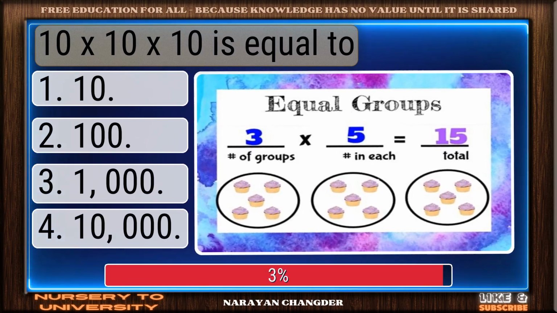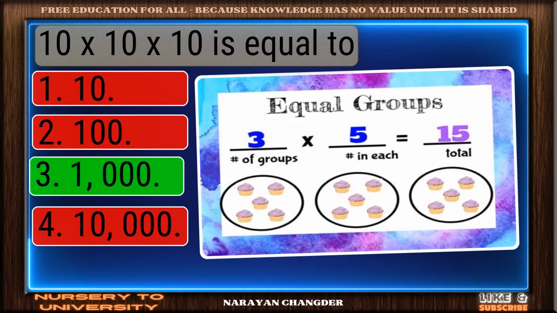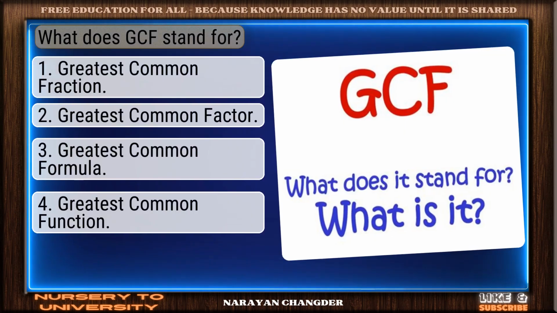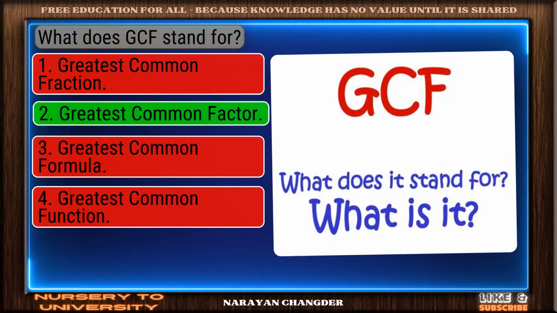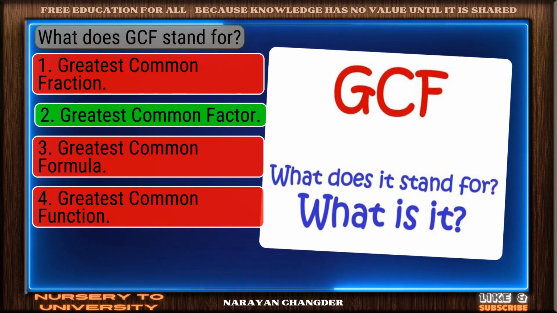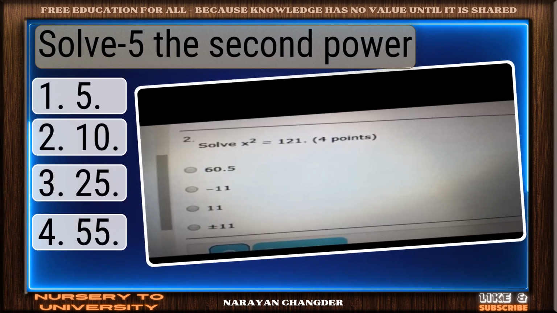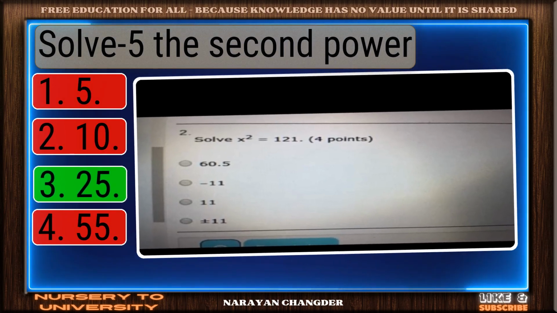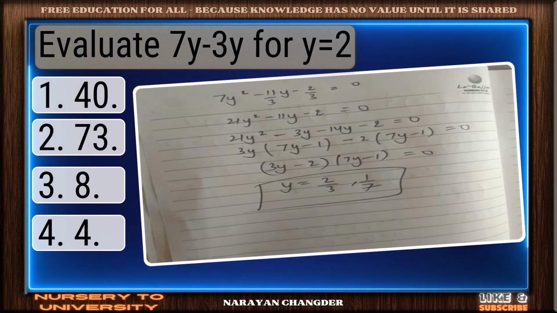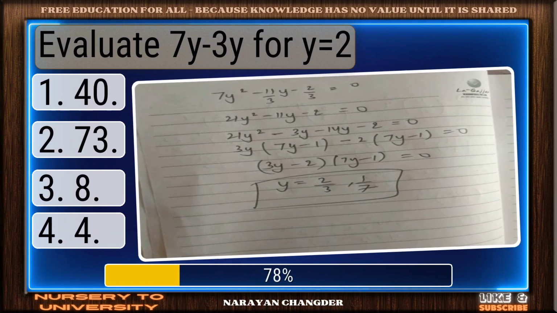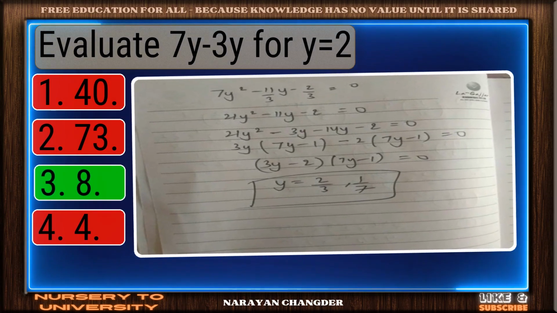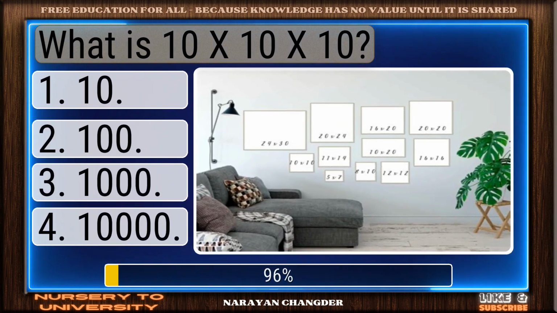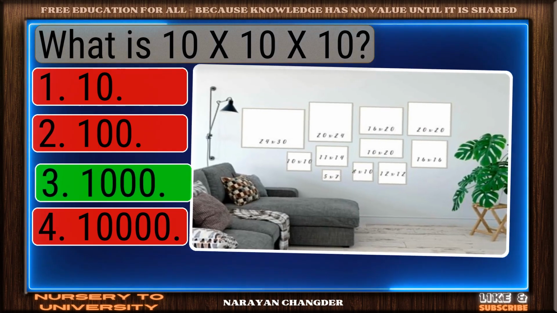10 cubed is equal to... Good thinking. 1000 is the right answer. What does GCF stand for? Good job. Your answer, greatest common factor, works well here. Solve 5 to the second power. Correct. 25 is the right answer. Evaluate for y equal to... Excellent. 8 is a brilliant choice. What is 10 cubed? Strong choice. 1000 is the right answer.